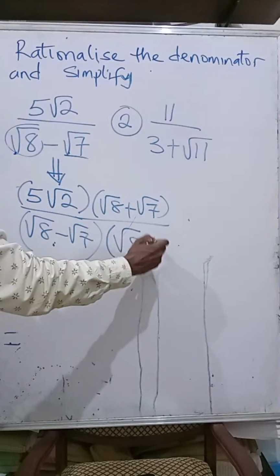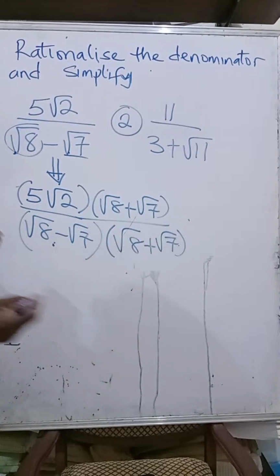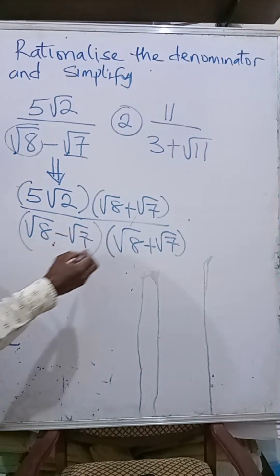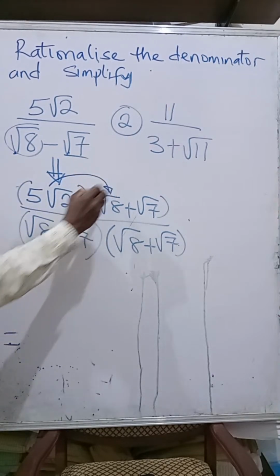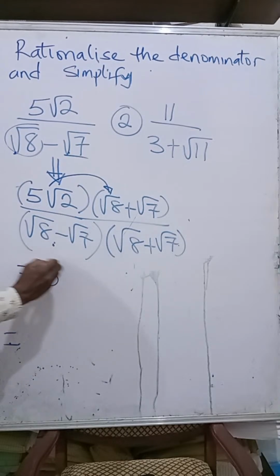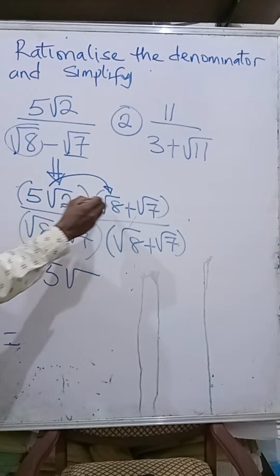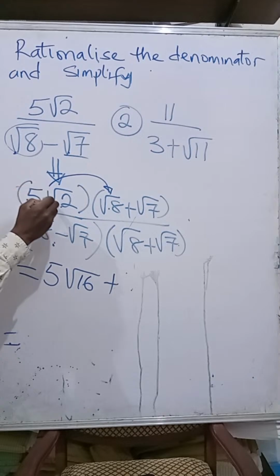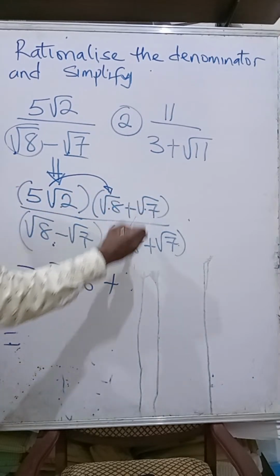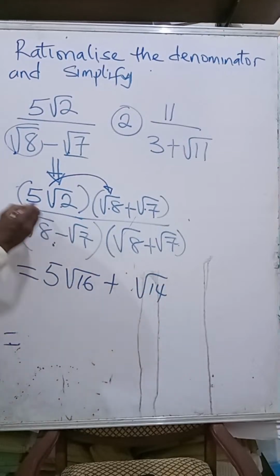Use it to multiply the question. So if you do that, we do the expansion. This one times this one will be 5 root 2 times root 18, that's root 16. And then plus this one, root 2 times root 7, that's root 14. And don't forget the 5 out.